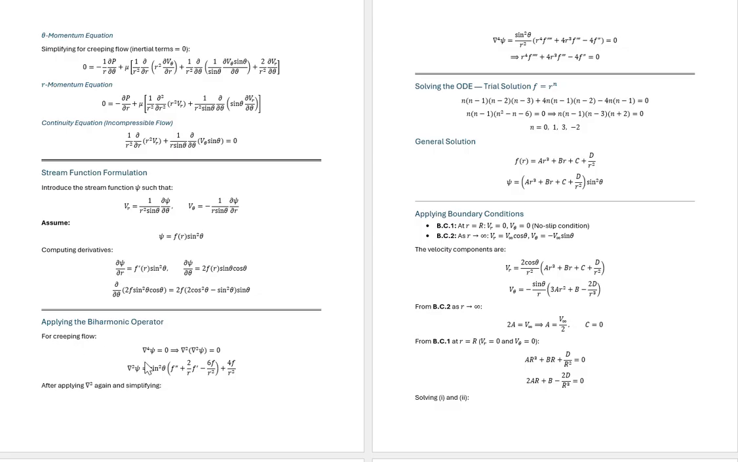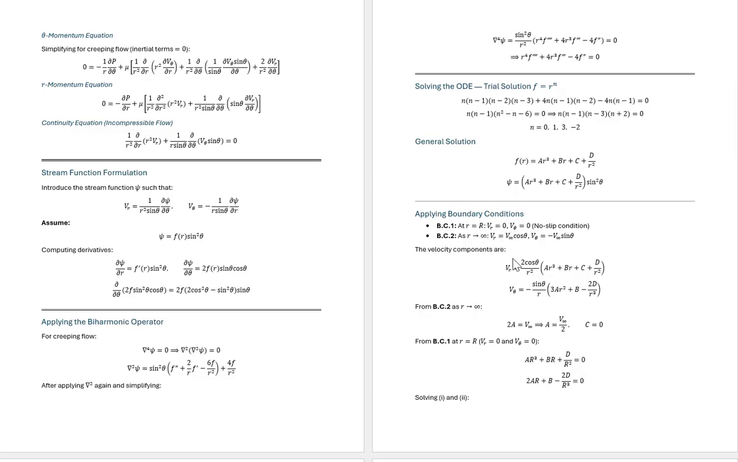So for creeping flow, we know that delta power 4 psi is equal to 0. We split it in two parts, where we compute delta square psi first, which comes out to be this. Following the same procedure and applying delta square again, we get delta power 4 psi as this equation. Assuming f equals r power n, we get n equals 0, 1, 3, minus 2. So f(r) simplifies to a r cube plus b r plus c plus d by r square, and psi is equal to f(r) into sin square theta.